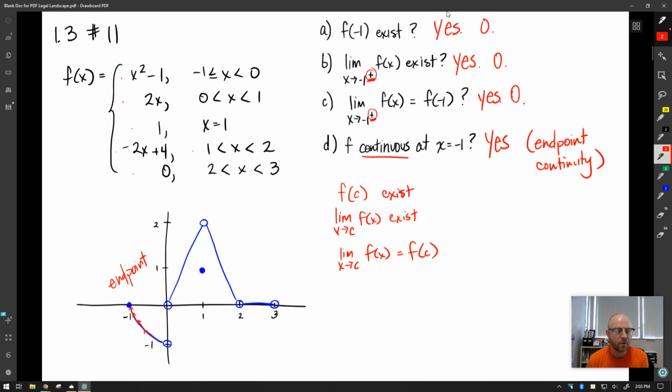If we were to look for a right endpoint, we'd be looking at x equals 3 coming from the left, and we'd have to say no because f of 3 is not defined or does not exist. There's no point there. So that's the answer to number 11.